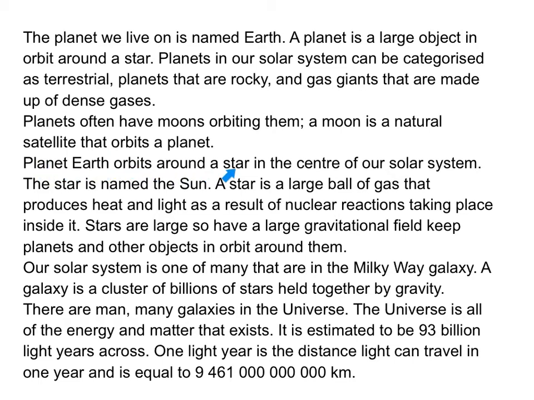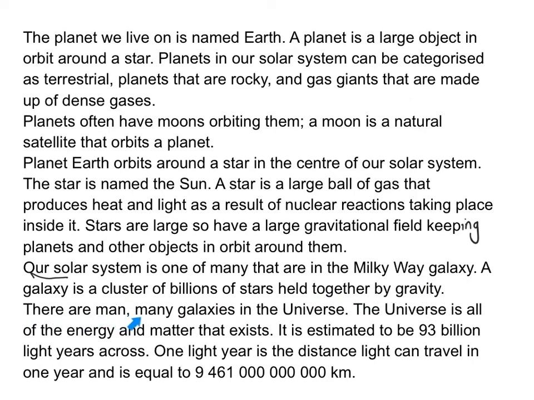Planet Earth orbits around a star in the centre of our solar system. This star is named the Sun. A star is a large ball of gas that produces heat and light as a result of nuclear reactions taking place inside it. Stars are large, so have a large gravitational field, keeping planets and other objects in orbit around them. Our solar system is one of many that are in the Milky Way Galaxy. A galaxy is a cluster of billions of stars held together by gravity.